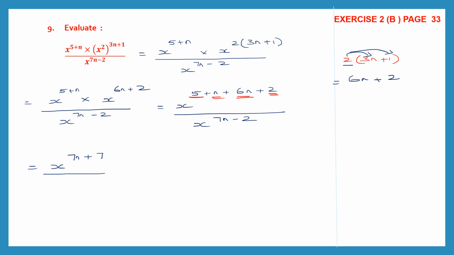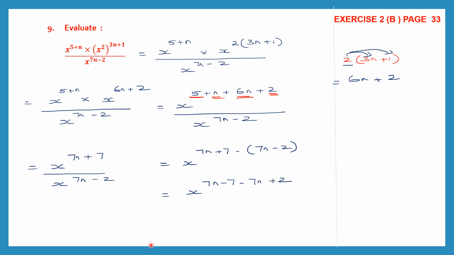Now in the denominator what do we have? x raised to the power of 7n minus 2. So now can you see the base is the same, it's division, that means we can subtract the powers. So this will now become x raised to the power of 7n plus 7 minus 7n minus 2. Now we're going to open the brackets. When we open the brackets, change the sign of all the terms inside because we have a minus here. So this becomes minus 7n plus 2.